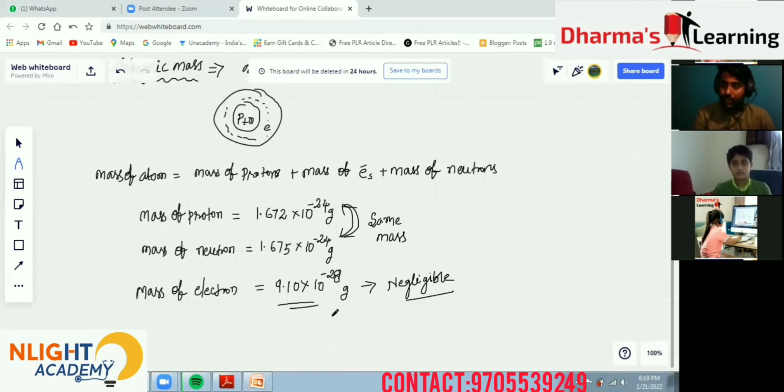Okay, sir. Got it? Yeah. So we don't count them. We don't count the mass of electrons because it is negligible. Whether you add it, whether you don't add it, it does not make much difference. That's why we don't add it.